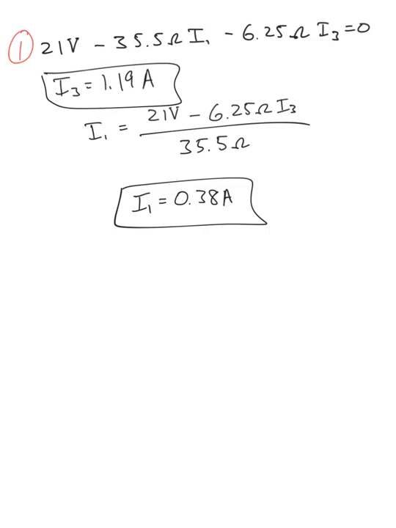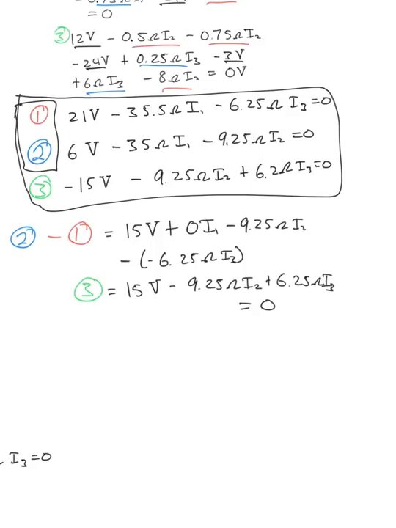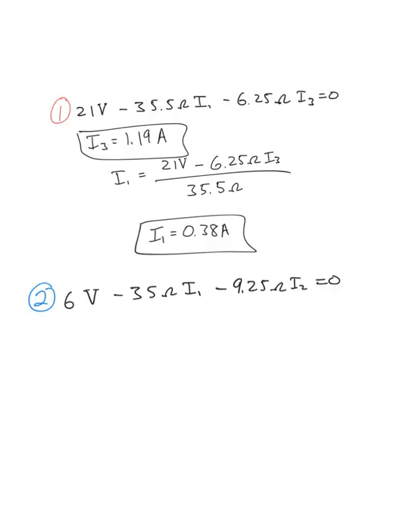So now we have I3 and I1, and we can use our final equation in order to find I2. Looking back at all of our equations, the second equation has I1, which we just found, and I2. Here I have equation 2 written out with the values of I1 and I3 present. When I solve this, I find that I2 is 6.5 volts minus 35.5 ohms times I1, divided by 9.25 ohms.